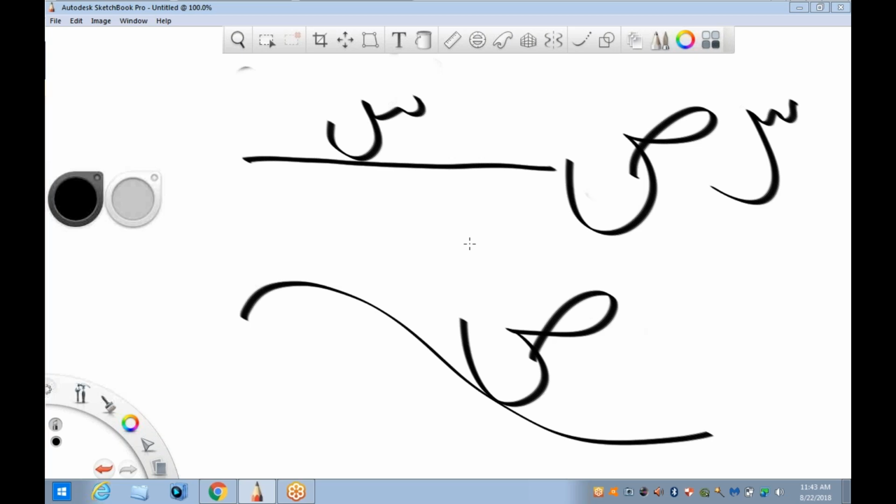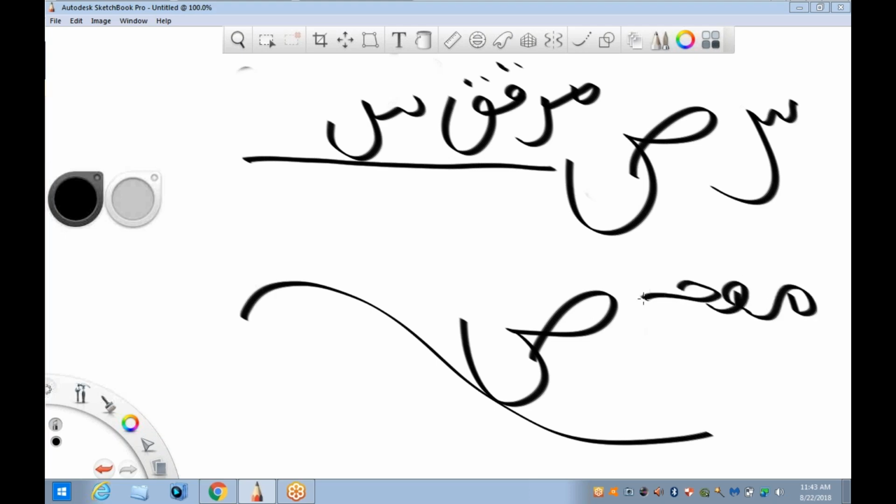That's one way to look at it. So this is called muraqqaq. This is called mufakham. The result of this action is tafkhim, mufakham. The result of that action is called muraqqaq, tarqiq.